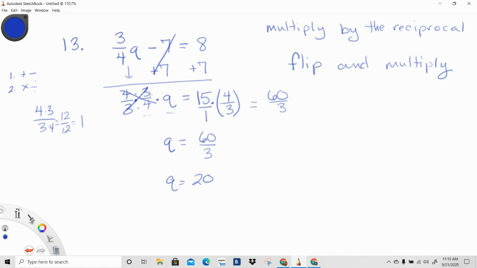So when you have a fractional coefficient, or the numerical part of your variable term is a fraction, what you need to do is multiply by the reciprocal, or flip and multiply. Let's look at another one that has a little bit of a different layout, but please come back to this example for number 14, 15, and 16 to show you how to do those problems, okay? Let's look at number 17.